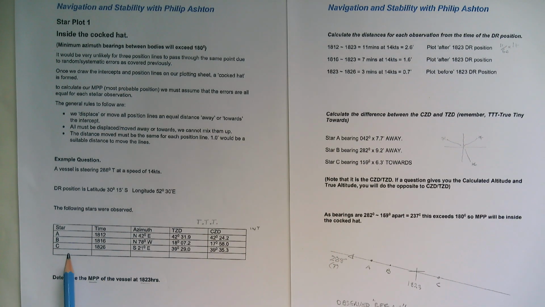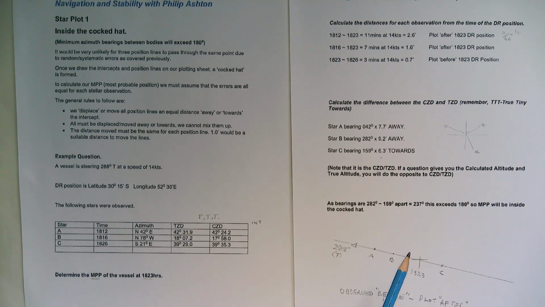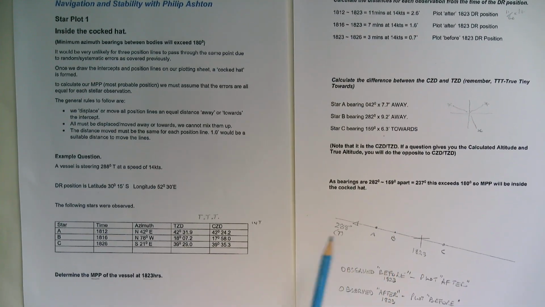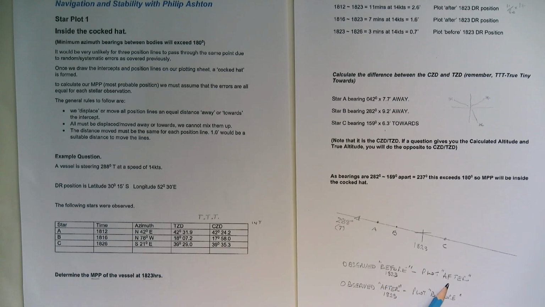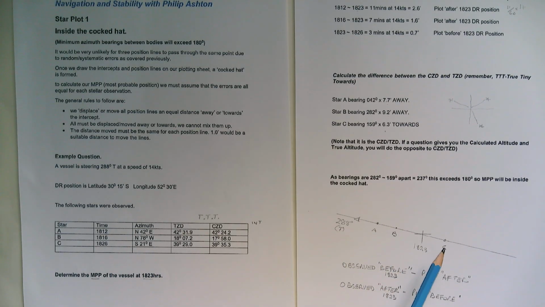So we're given our stars, and you'll notice our DR is 1823 and we have different times. So just a little sketch here will show you what we have to do. Our course is 288 and stars A and B are observed before 1823. So if they're observed before, we plot after. Observed after 1823, we plot before.